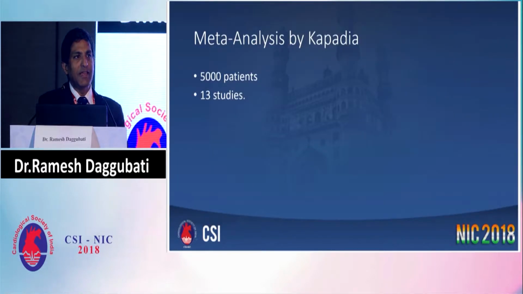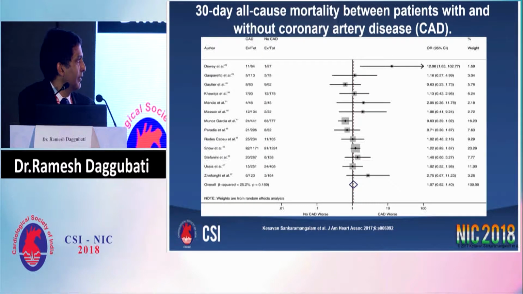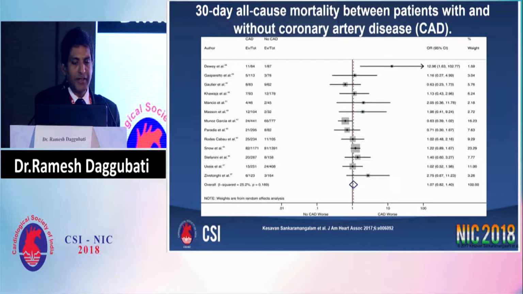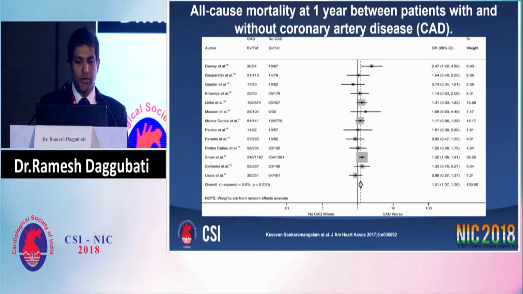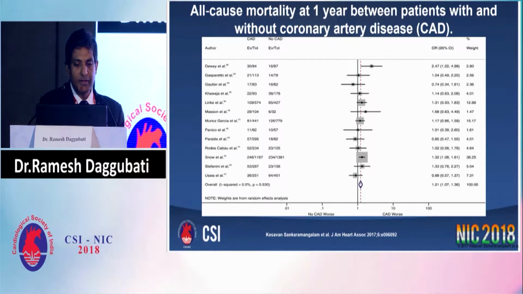Then there's another meta-analysis. Obviously there's no single randomized trial available right now. The meta-analysis was done by Samir Kapadia in more than 5,000 patients. About 13 studies were included, and 30-day all-cause mortality between patients with and without coronary artery disease showed that having CAD is slightly worse in these patients. It was not statistically very different at 30 days, but if you look at all-cause mortality at 1 year, the patients with coronary artery disease definitely did worse than those without coronary artery disease who underwent TAVR.